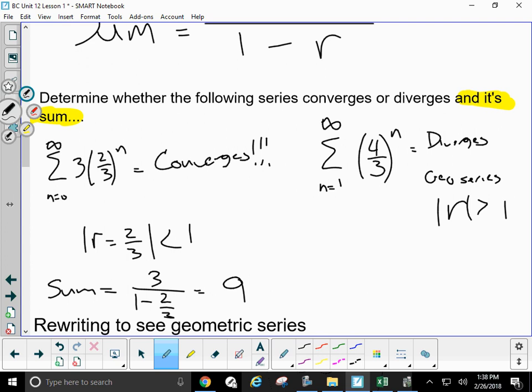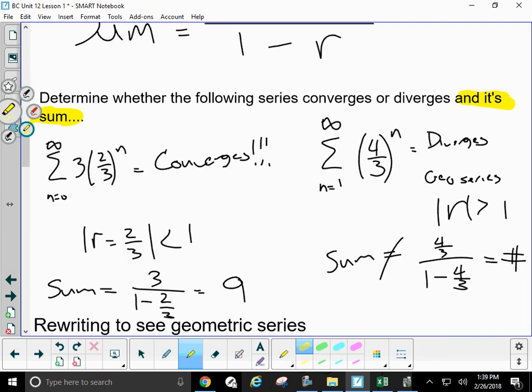Now, the sum for this one does not equal 4/3 over 1 minus 4/3. This gives you a number, but this is not the sum. This is bigger than 1. Whoops. This is bigger than 1, so this diverges. This is wrong. Okay? If your series diverges, don't try to find its sum. Okay.